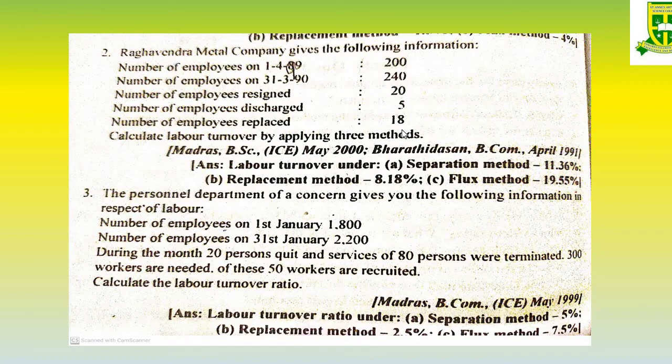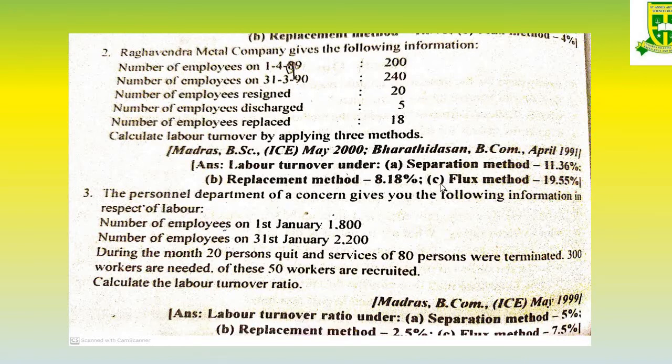There is no new recruitment. In that case, under the flux method, for recruits, how many people are newly recruited? 19. If newly recruited is given as 30, you can take that value. If nothing is given, the replaced value will be the recruit value. So by applying the three formulas, you can find out the answer.